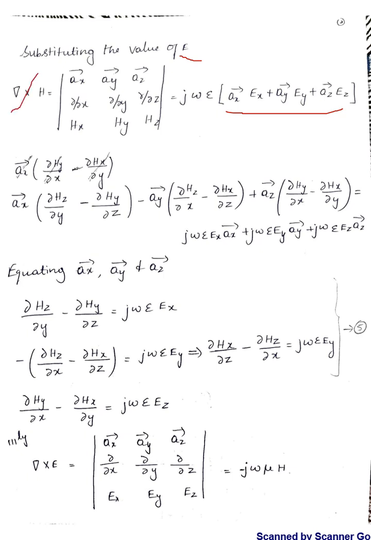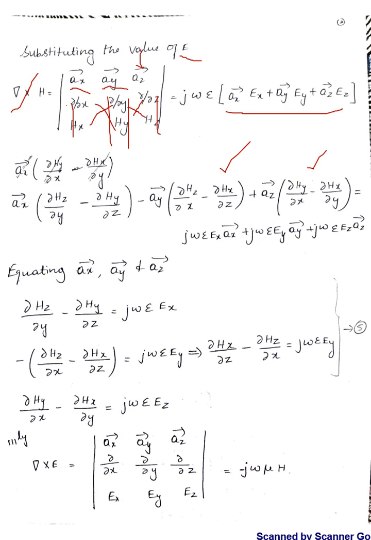After that, I am going to take the determinant value. The determinant value of ax is nothing but these two: ax of del Hz by del y minus del Hy by del z. Similarly, if I take the ay vector, the first and last columns, you have to do this similarly. And for the az vector, I take the first column and second column and cross multiply them. I hope you know how to take the determinant value.